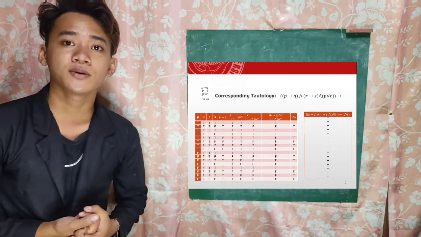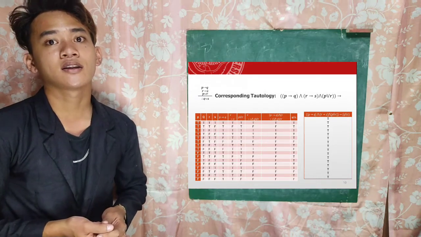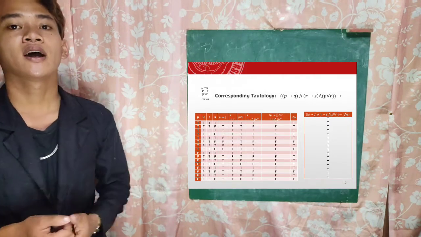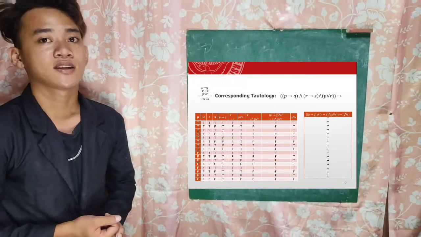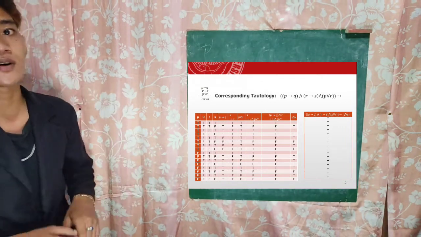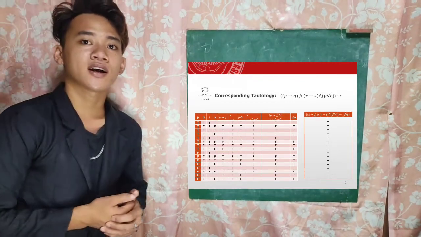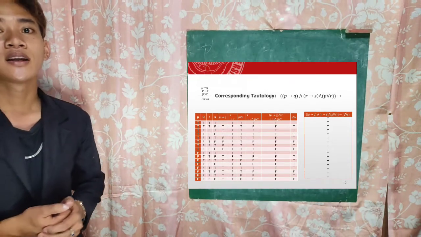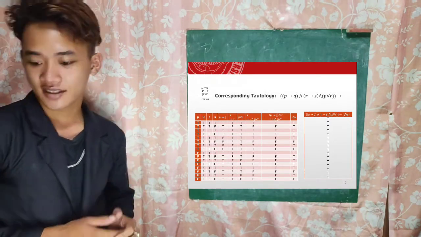P implies Q is true, true, true. There are 4 true and 3 false, 2 consecutive, and the rest is true. R implies S is true, false, true, true, false, true, true, false, and the rest is true. And the P or R is true, true, true, true, true, true, true, true, and the remaining 2 would be false.